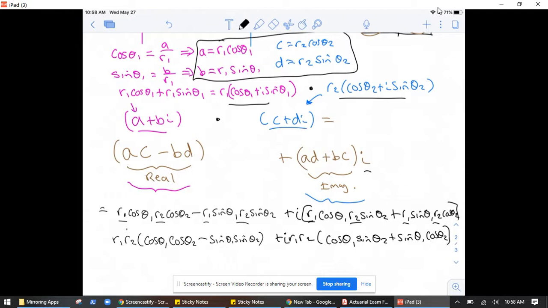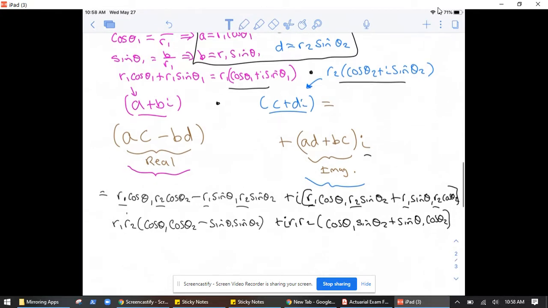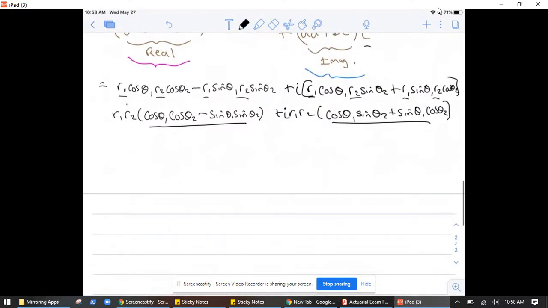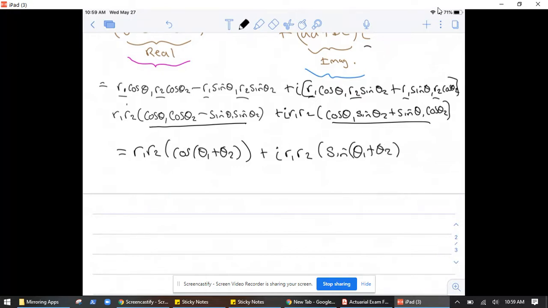And now here's the final step. These look kind of messy, but these are precisely the identities we see up above. This identity right here is the real part, and the imaginary part is that. So we replace them with what they are: cosine of theta 1 plus theta 2, plus I sine of theta 1 plus theta 2. Of course, these can factor out.